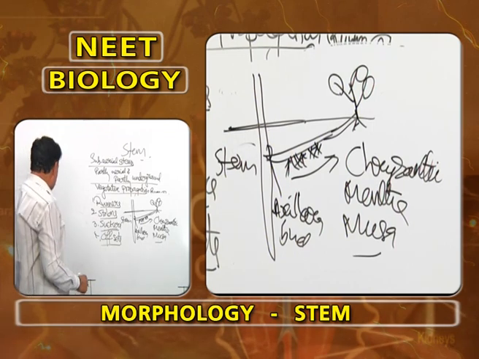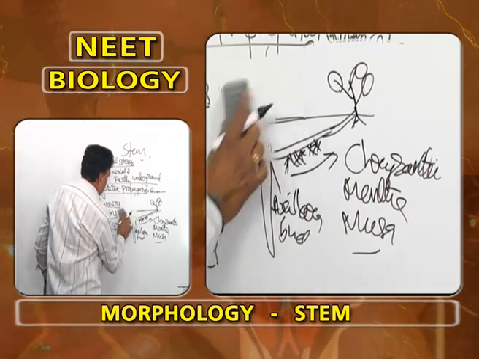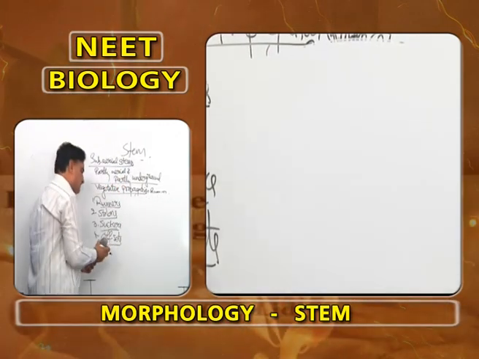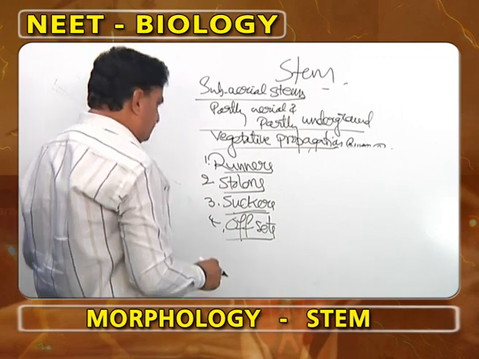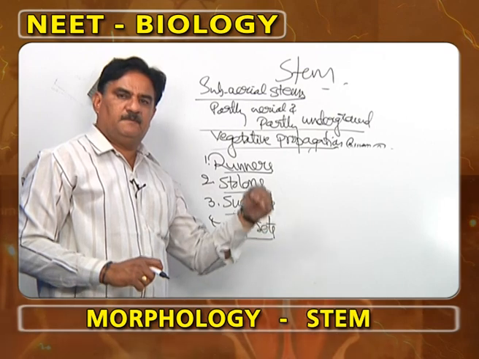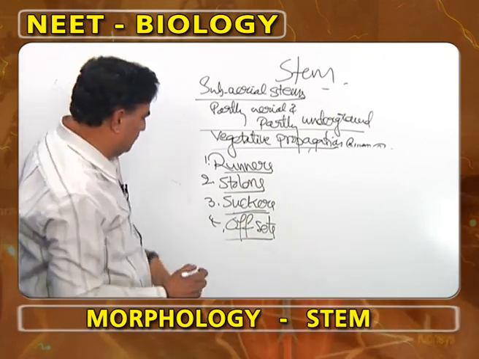What is the difference between stolon and sucker? Stolon grows obliquely upwards above the soil level, helping in vegetative propagation. Sucker grows obliquely under the soil level, producing adventitious roots here and there, and helps in vegetative propagation.